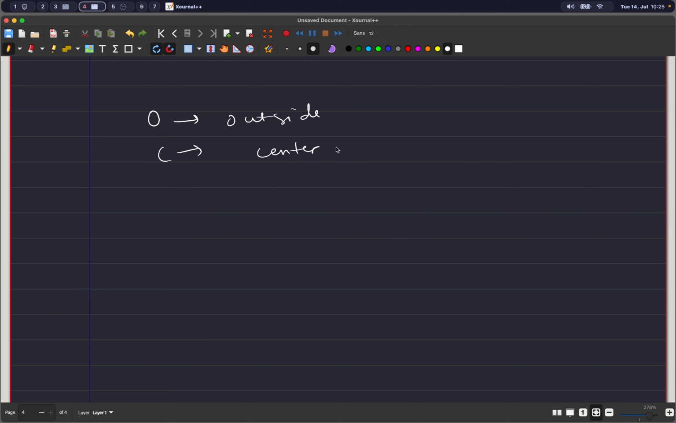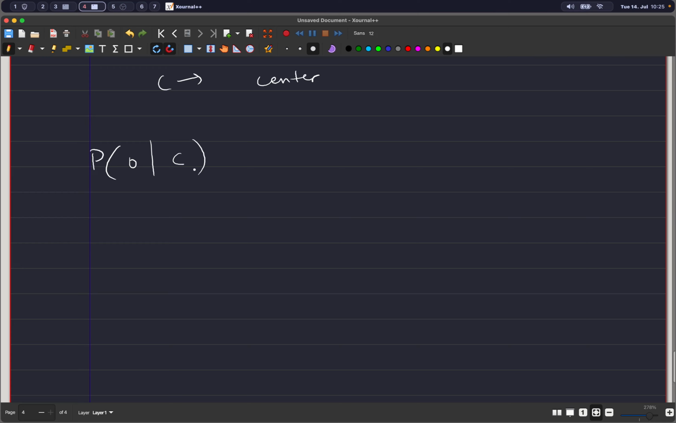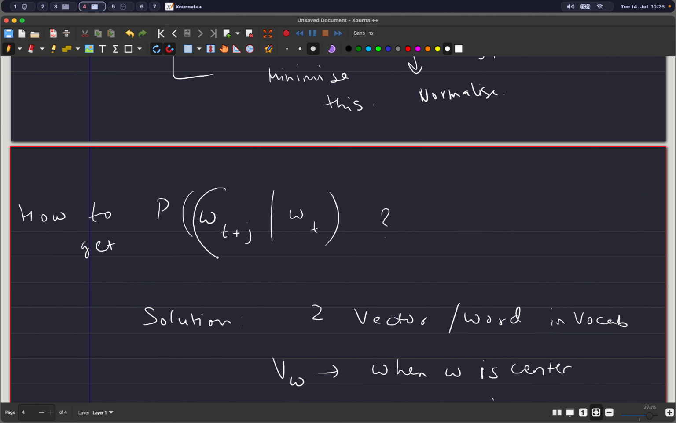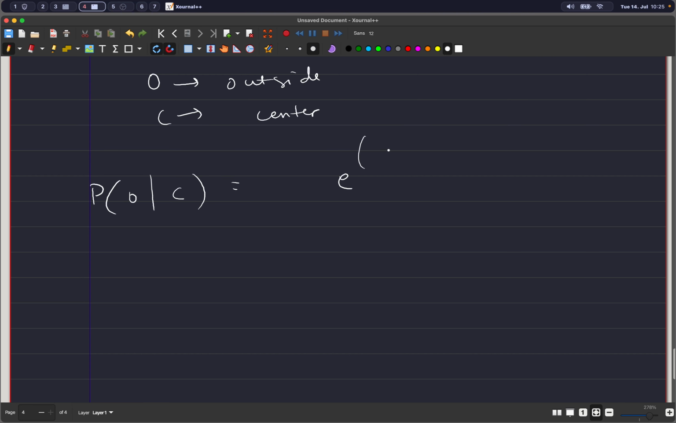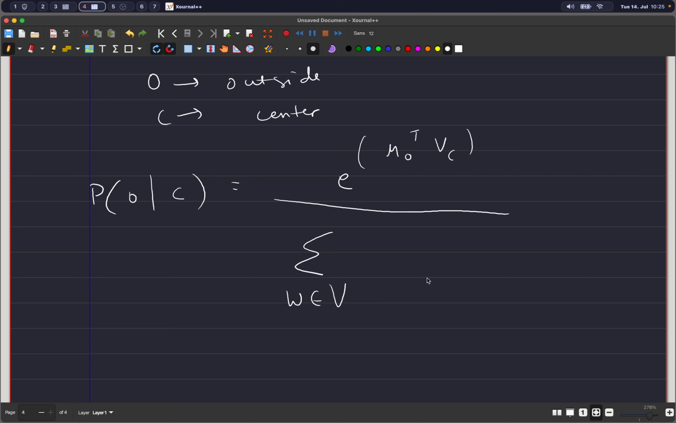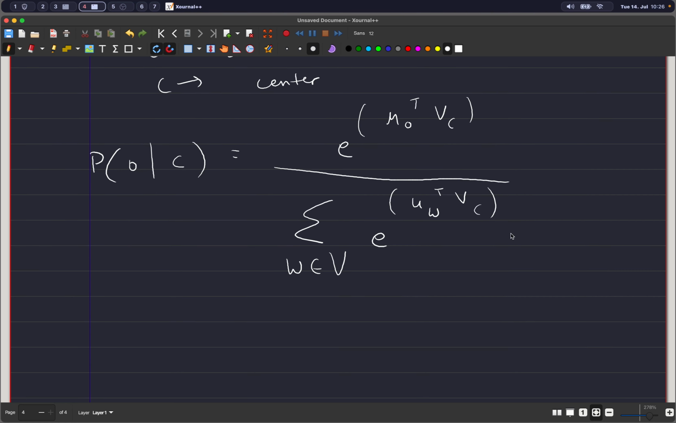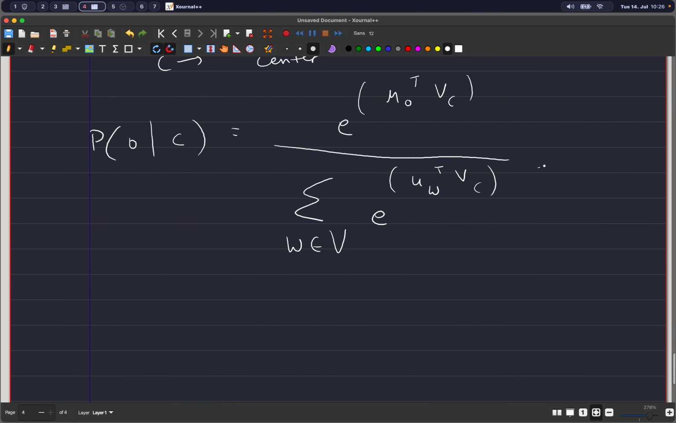Now, to calculate the probability of the outside word given a center word, which is basically what we want. This is our outside word and this is our center word. So we want the probability of the outside word given the center word. It can be calculated as e to the power, when we have an outside word, so O is our outside word, we will be using our U vector, and the center word is C. So when C is the center word, we will use its vector V, and we will just sum it over the entire vocab to normalize the probability. So we will go through all the words in V and calculate similarly, like U w transpose V c. This will give us the probability of the outside word given a center word. Very easy to understand. We are just normalizing over the entire vocab.